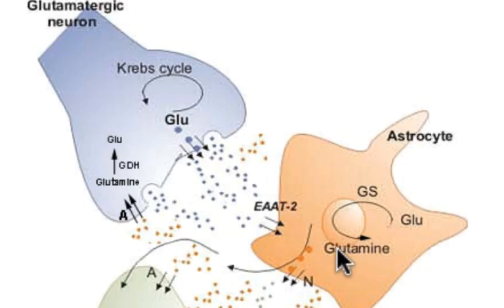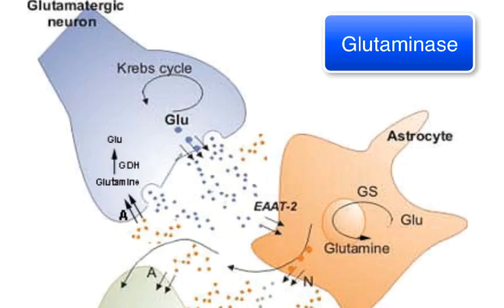Glutamine later is going to leave this astrocyte, come to the synaptic cleft, and again be reuptaked back inside the presynaptic neuron. Inside this presynaptic neuron, glutamine is now going to change to glutamic acid through the enzyme called glutaminase. Here you have to correct this one. It's not GDH, but it's glutaminase.